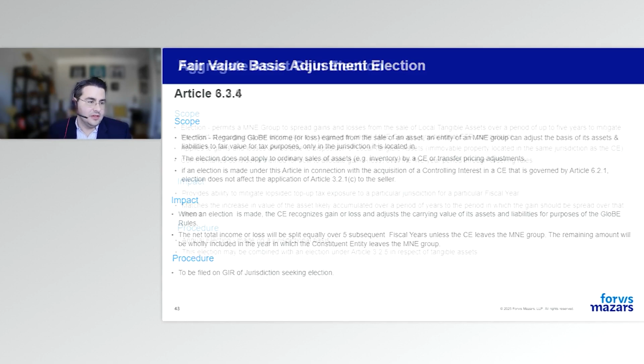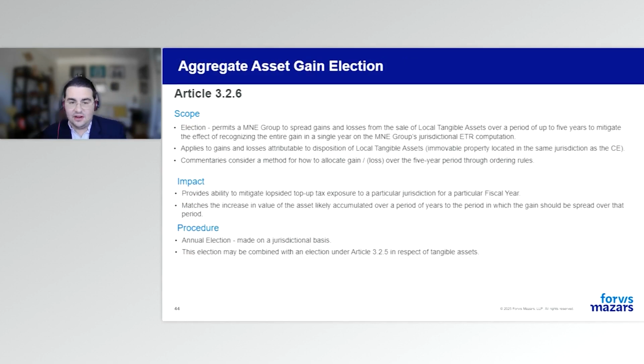The second one here is the aggregate asset gain election. This is found in Article 3.2.6, and basically what it says is, let's say I sell local tangible assets, like PP&E, right, or something like that. It permits an M&E group to spread the gains and losses from the sale of those assets for a period of up to 5 years to mitigate the effects of recognizing that gain in one single year, right? Because maybe the gain's so large that it dilutes the base of the jurisdictional ETR and trips up top-up tax.